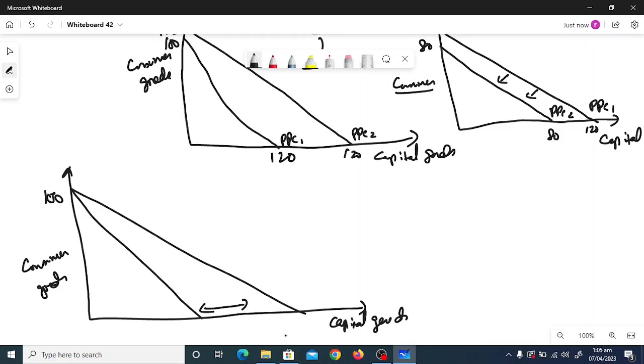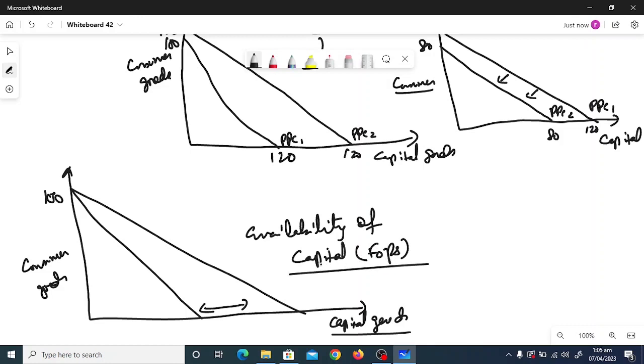So in this way, what is happening? Your capital goods are increasing. So more production of capital goods means more availability of the capital factor of production. That means more man-made tools were available in the market, and because of that, we were able to produce more machines again. So this is one of the reasons we need to identify that this is because of an increase in the capital factor of production.